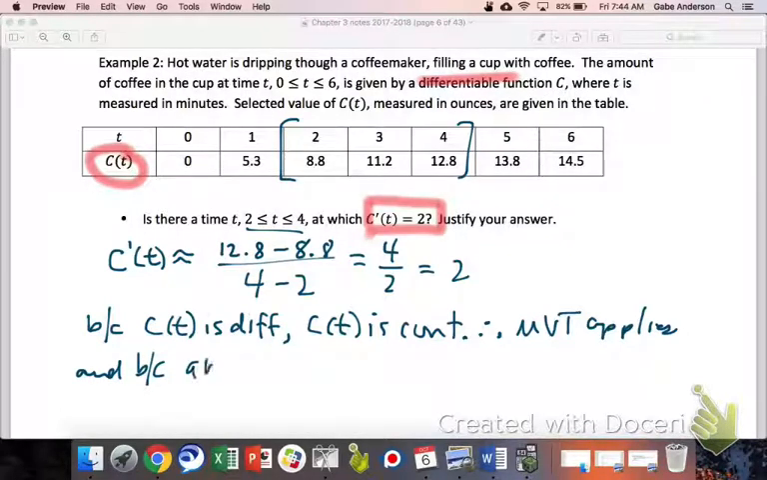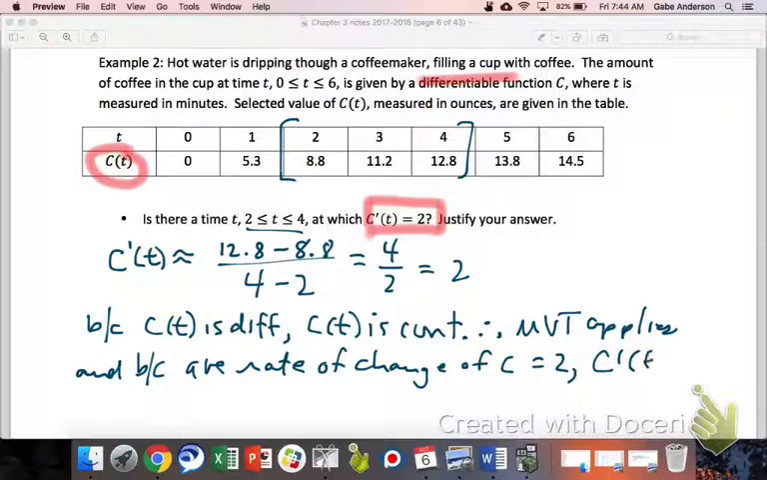Because, I'll put it like this, the average rate of change of C equals 2, C prime has to equal 2 at least once on the interval from 2 to 4.